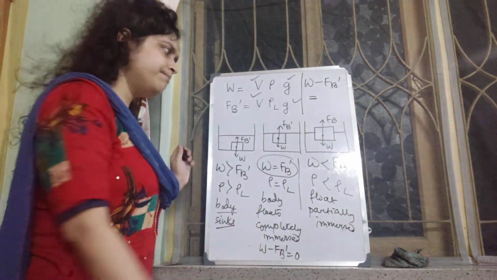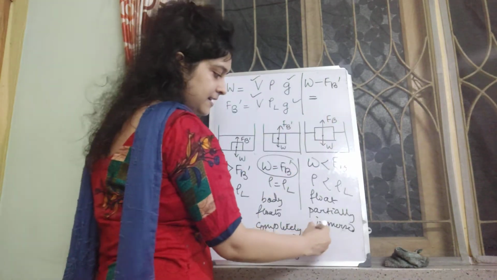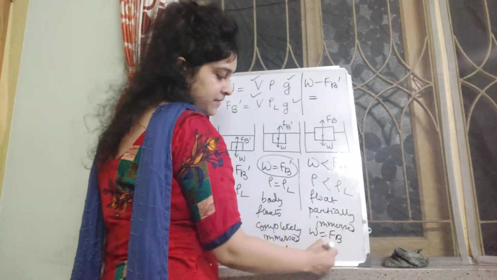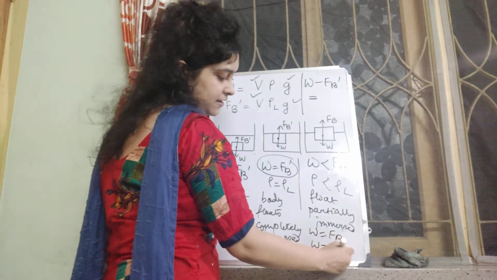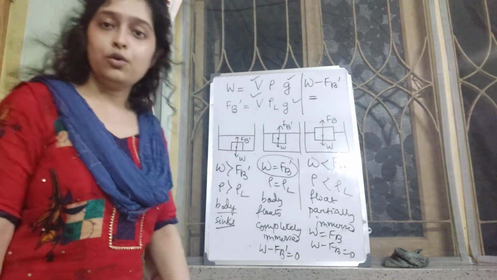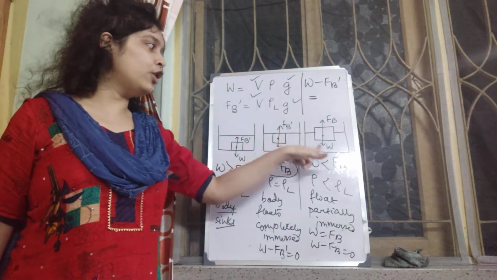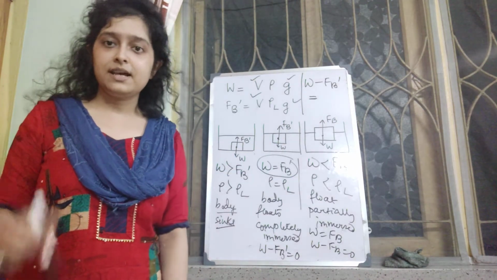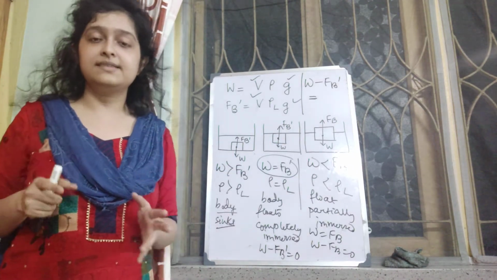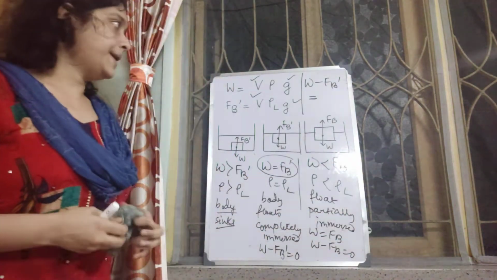In this condition when it is floating like this, W equal to FB, so W minus FB is 0. Again, the apparent weight of the body is 0. For a floating body, in these two cases, the apparent weight of the floating body is 0. This is the principle of flotation, right? Okay.